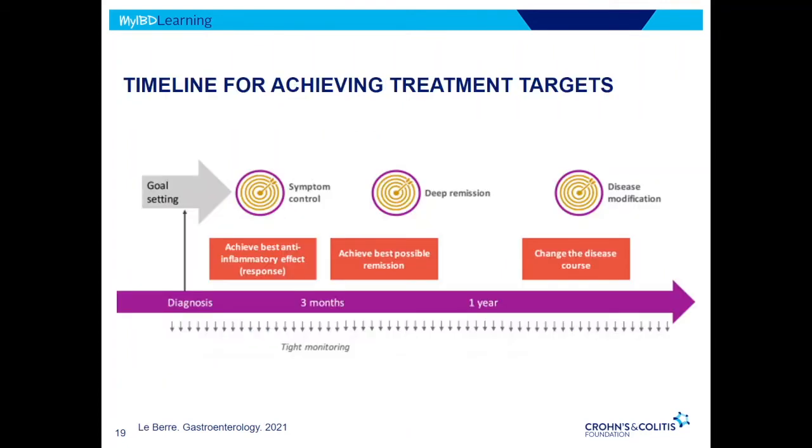So what are we talking about when we say short term, intermediate term, and long term? Short term, we are talking about weeks to months. Intermediate term, between months to a year, and then beyond 1 year, the idea is to achieve disease modification and thereby change the course of the disease.